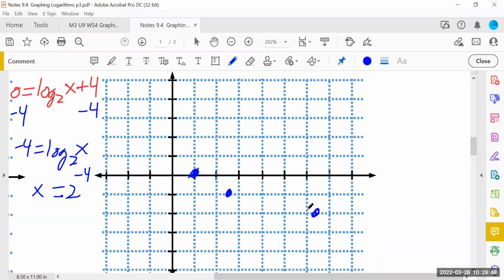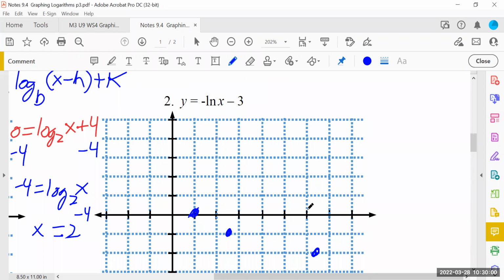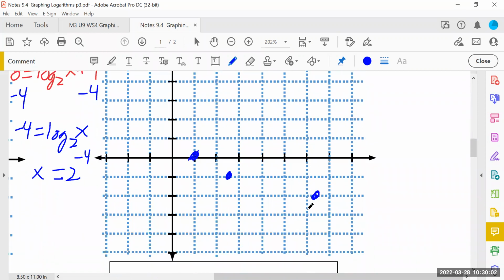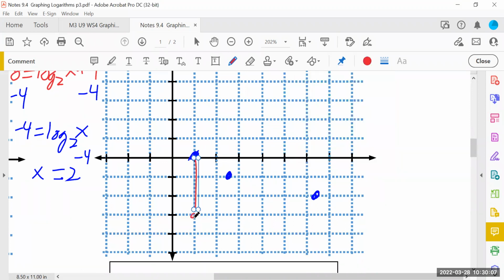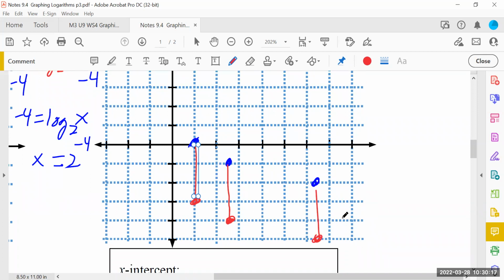Does that make sense to everybody? If you forget what e is, use your calculator. Just do e to the first power, e to the second power. Get those answers. Then shift down 3. So I'm going to take each of these points and shift it down 3. Down 3. Down 3. Down 3. If you don't like to show those original points, you could erase them if you wanted to, but they also help me see what your work was, what you did in order to get your points.